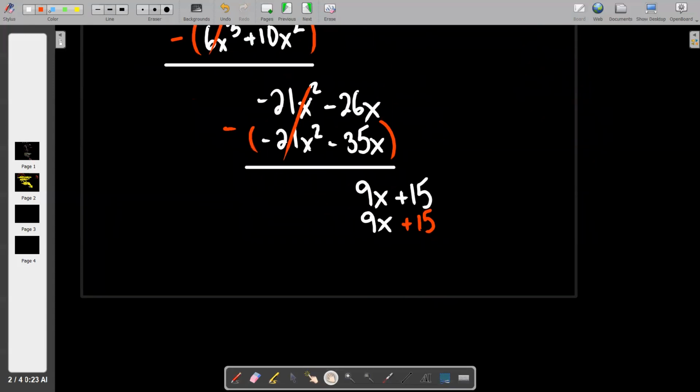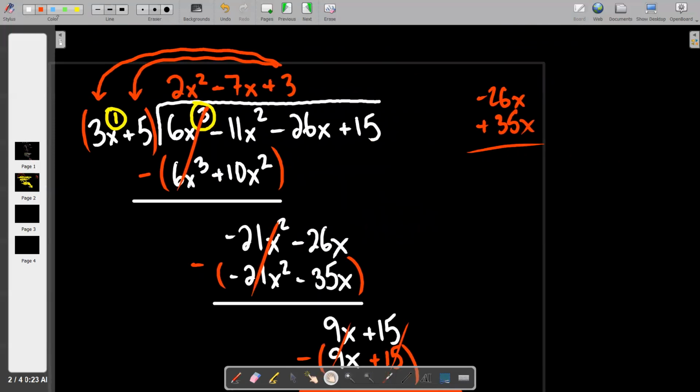And now I'm going to subtract. And when I subtract, I'm going to get 9x minus 9x, which cancels, 15 minus 15, which cancels. Yet again, the remainder is 0. So what is my overall answer that I'll type in? Good.